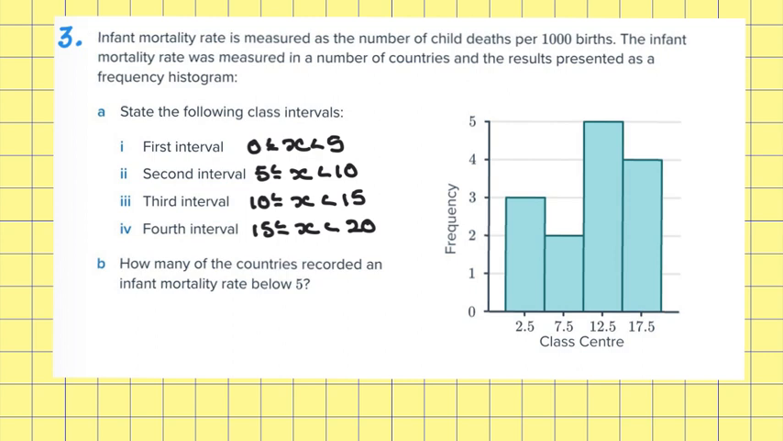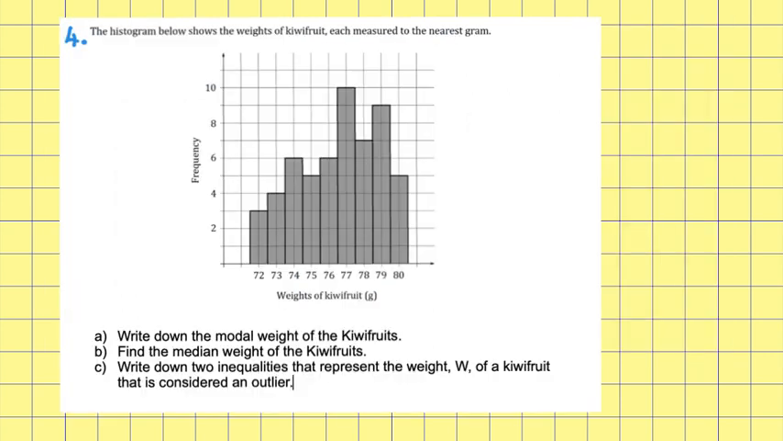Part B. How many of the countries recorded an infant mortality rate below 5? Well, below 5 is this bar here, and this goes up to 3. So the number of countries with an infant mortality less than 5 is equal to 3.